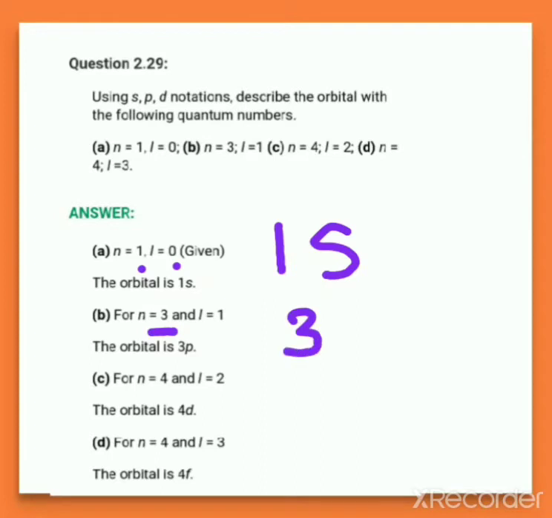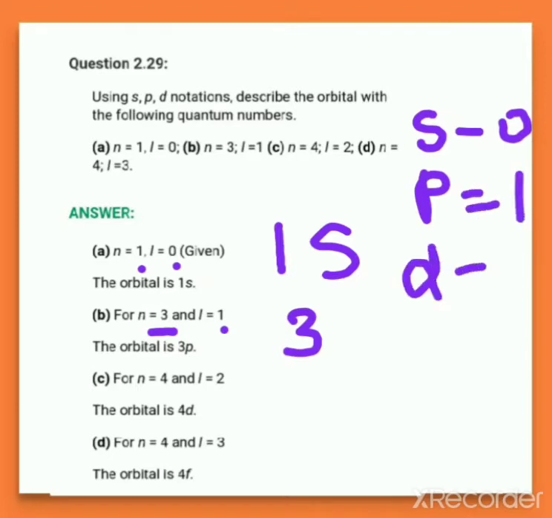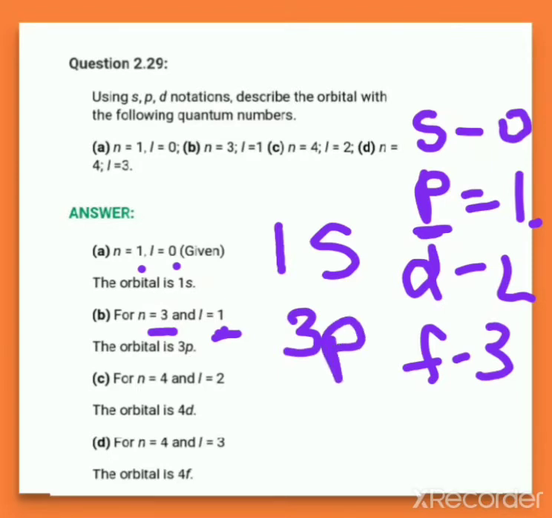Second one, n equal to 3, that means 3 is the principal quantum number. As we have already discussed the value of l: for s it is equal to 0, for p it is equal to 1, for d it is equal to 2, for f it is equal to 3. So l equal to 1 means the subshell is p. Next is the C part, where n equal to 4 and l equal to 2. l equal to 2 means it is d, so 4d.